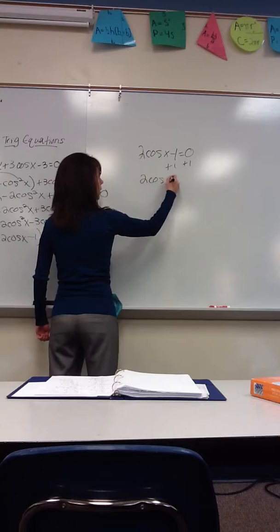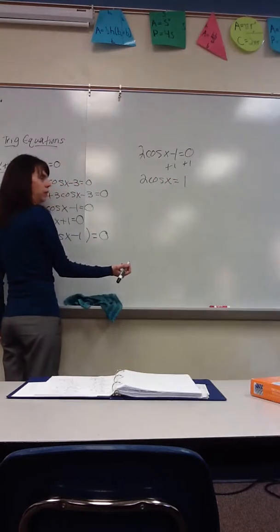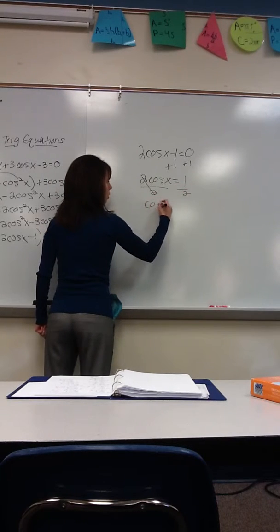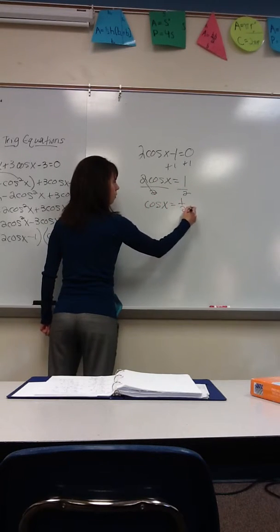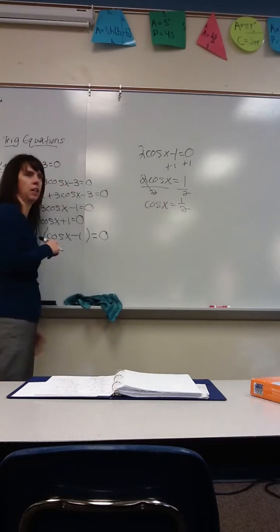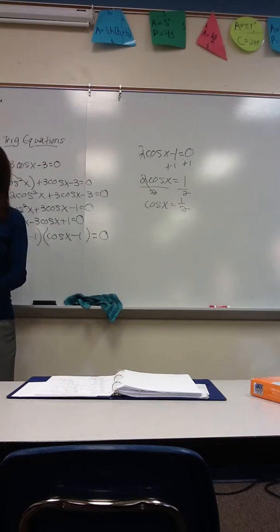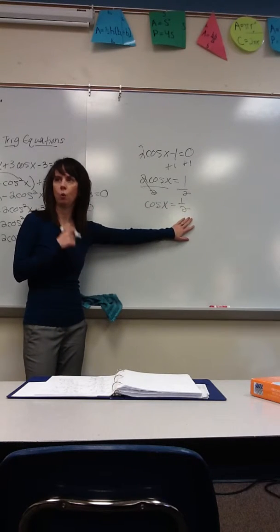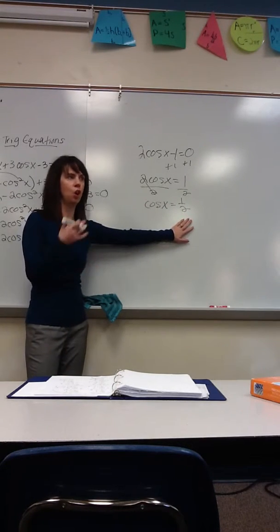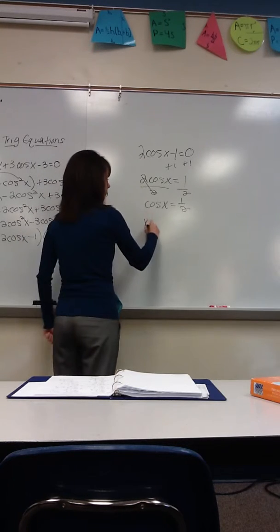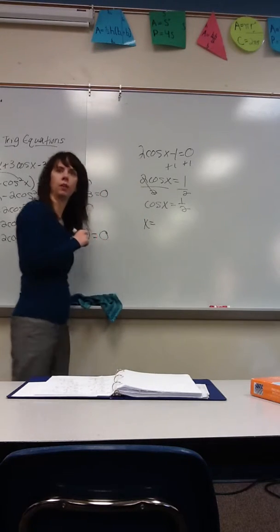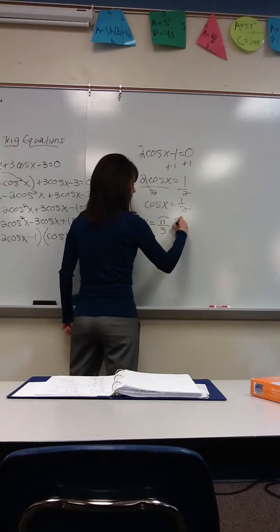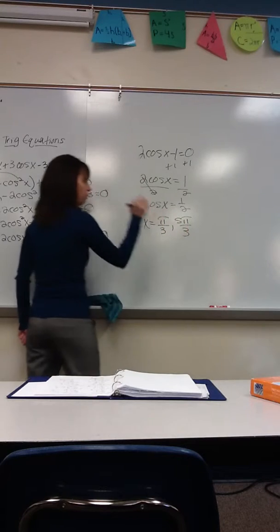So I have 2 cosine of x equals 1. Divide by 2. So I have the cosine of x is equal to 1 half. We're only looking for positive 1 halves. I didn't take the square root, so we're not finding positive and negatives. We're just finding positive 1 halves. So look at your circles. What x value has a cosine of 1 half? Pi over 3 and... So those are our first two answers.